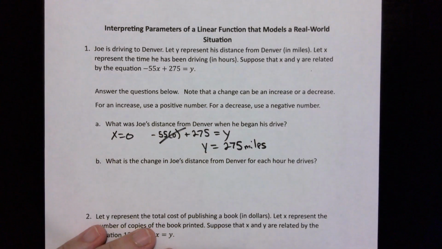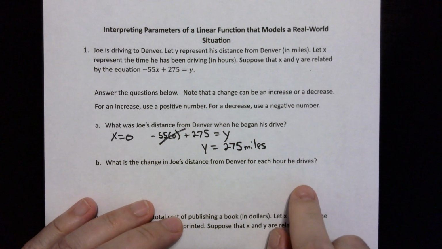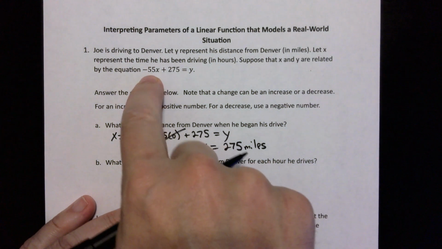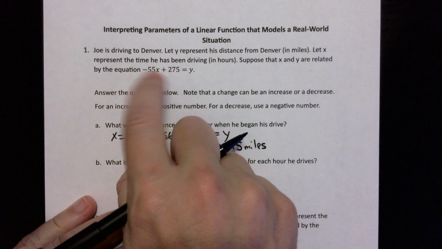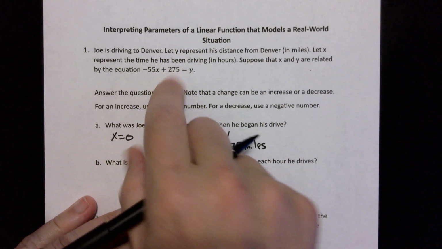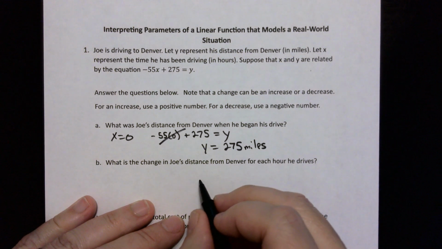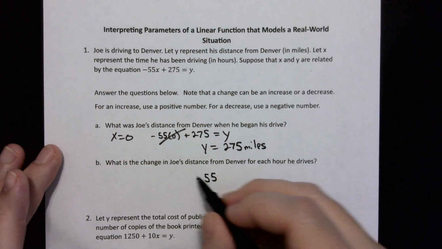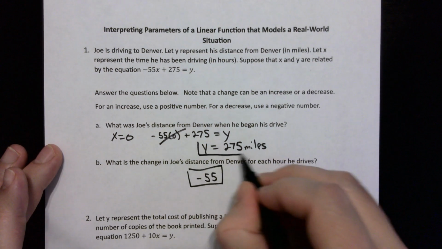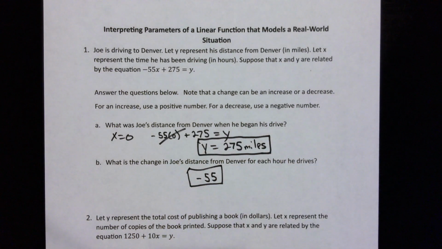What is Joe's change in distance from Denver for each hour he drives? How much is the slope, in other words? The slope is this number right here. So he's driving 55 miles per hour. Every hour he's taking 55 miles away from this 275. So change in distance is negative 55. Those are your two answers: 275 miles is what he had when he starts, and the change in distance is negative 55 per hour. Let's look at the next question.